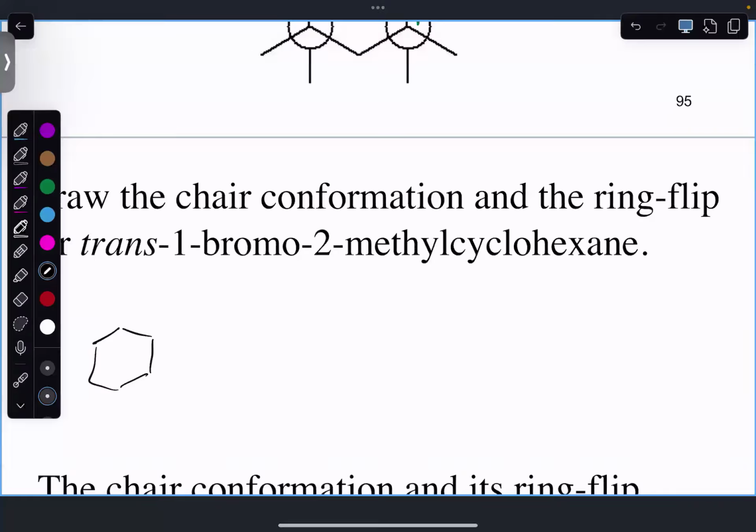And now we've got to put in our substituents. I've got bromo on C1. Now, in theory, you could call C1 any of those carbons. I like consistency when I'm working problems of this type. So I always just start at the top. That's going to be what I call C1. And on C1, we have a bromine. So I'm going to go ahead and draw that in. And then on C2, we have a methyl.